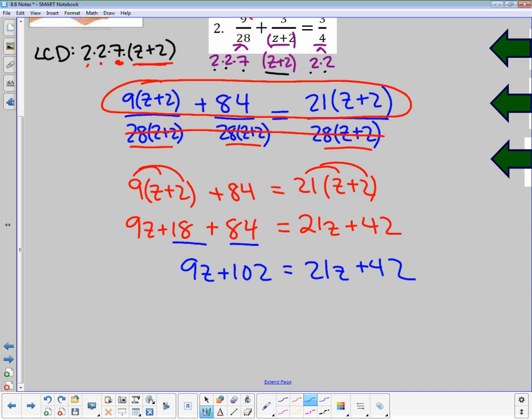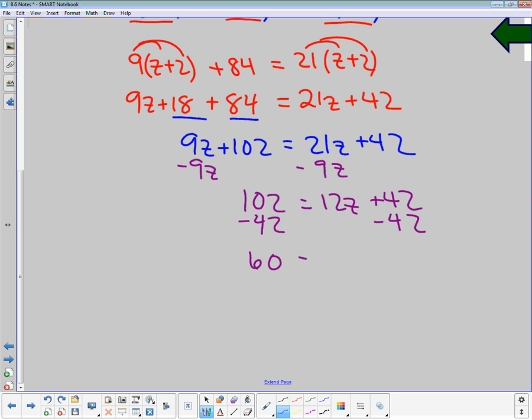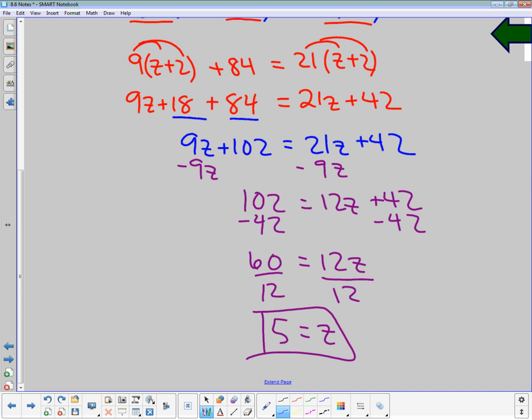I have z's on both sides, so I'm going to subtract 9z so that I have the z's all together. That gives me 102 is equal to 12z plus 42. Subtract the 42. Again, these are all just the same solving equation steps that we've done many, many times. And divide by the 12. So 60 divided by 12 gives me 5, and I end up with 5 is equal to z. So there's my solution for the equation that was given to me.